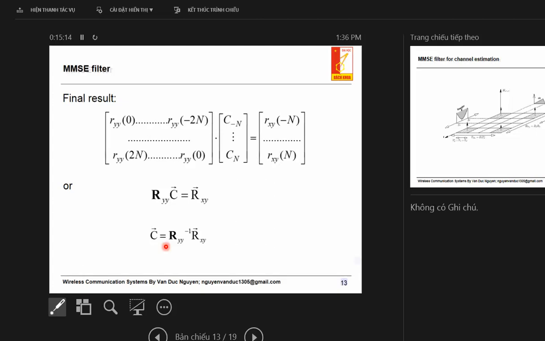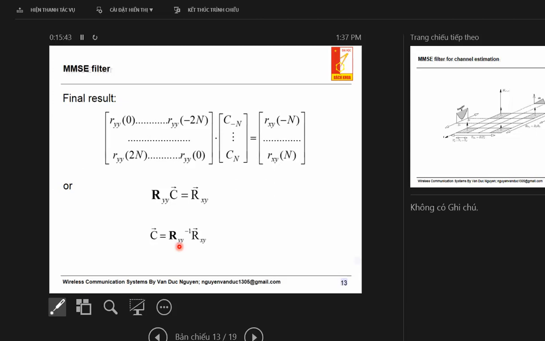This is the filter coefficient obtained by using the minimum mean square error filter. It is the multiplication of the inverse of the autocorrelation matrix with the cross correlation vector. Don't forget that here Y is the received data and here X is the transmitted data.